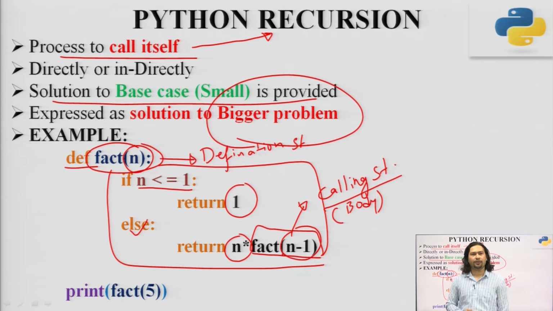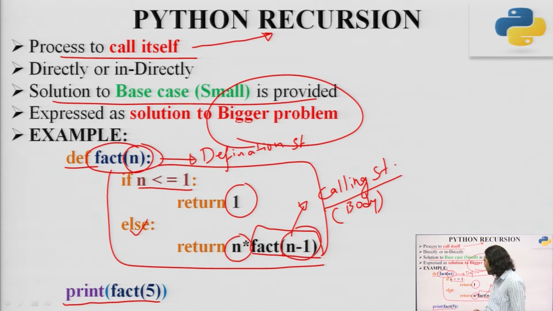Let us say the n value is 5. Here you can see we are calling the statement in one statement, that is fact 5. That means the number value is 5. The moment the 5 enters inside this function body, the condition 5 is less than or equal to 1 is false. That means it automatically goes to the second statement where it directly calls its function again.